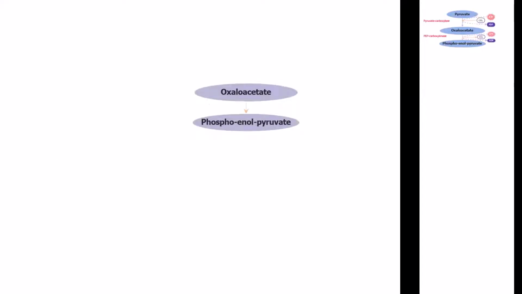Now the phosphoenol pyruvate carboxykinase enzyme changes oxaloacetate to phosphoenol pyruvate. The second step needs GTP. Therefore, this reaction uses GTP and emits carbon dioxide. This is the second unique reaction of gluconeogenesis, which is not part of glycolysis.